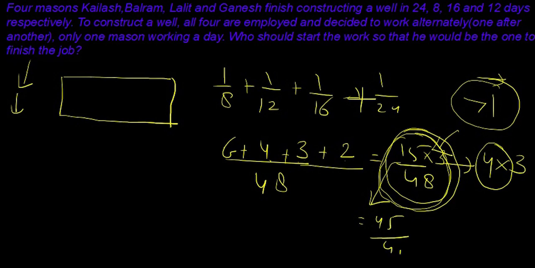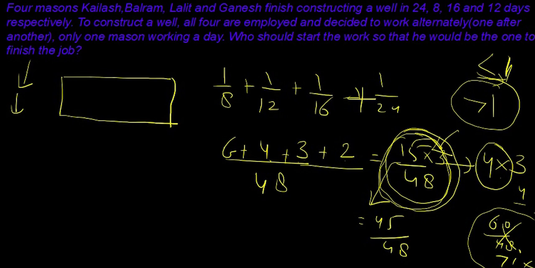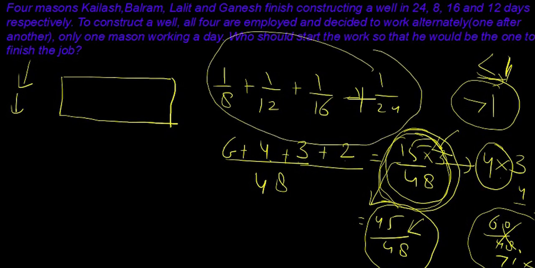If you start with 4 into 4, then what will happen? 15 fours are 60 actually. 60 by 48 is wrong, because it is greater than 1. So make sure in these types of problems, the answer should be less than or equal to 1. So 40 by 48 is the amount of work which can be done by all of them using a particular cycle. It doesn't matter who is doing the work on a particular day; in the cycle of 4, anyone can complete a work.